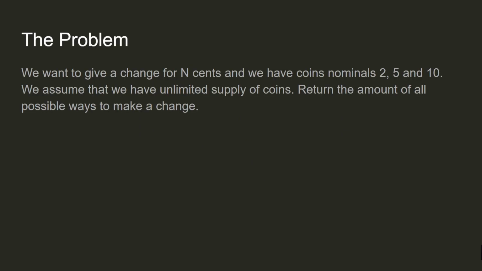For the next problem, we will have a coin change. We want to give a change for n cents, and we have coin nominals 2, 5 and 10. We assume that we have an unlimited supply of coins. Return the number of all possible ways to make a change.